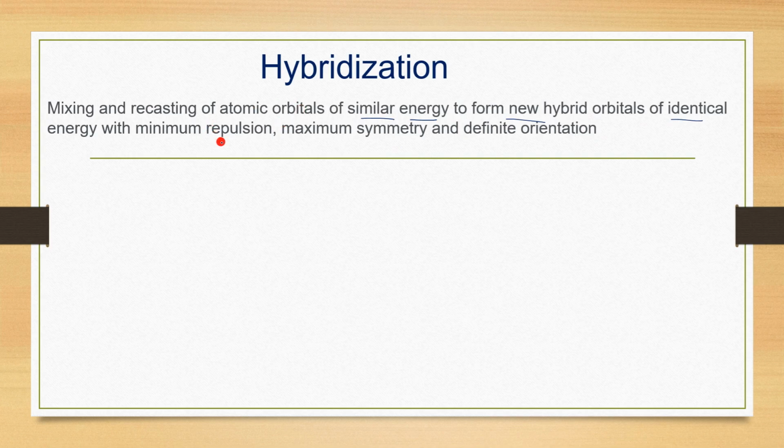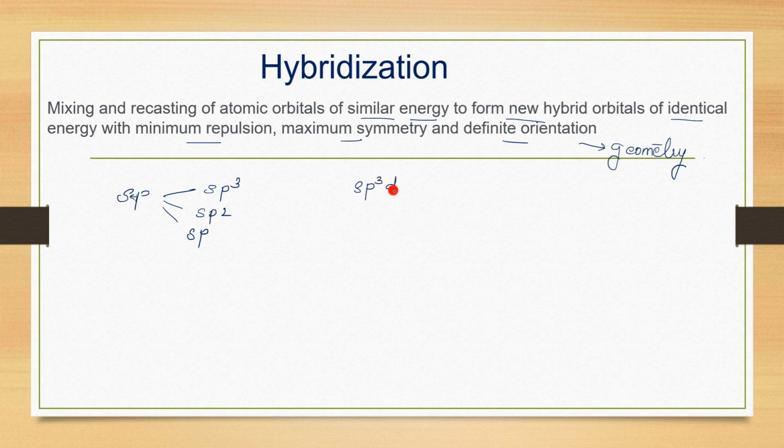And after mixing, the new orbitals which are formed orient themselves, so they have a definite orientation, maximum symmetry, minimum repulsion, and this is how you get a particular geometry of that molecule, okay? And hybridization can take place when s and p orbitals mix. So s and p are having similar energy, so when they mix, they give you sp3 hybridization, sp2 hybridization, sp hybridization. Apart from this, there are other hybridizations also.